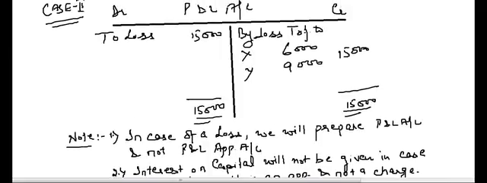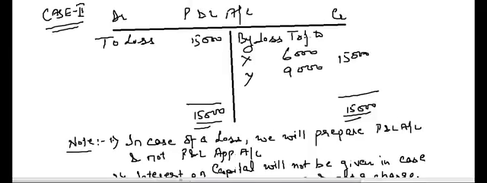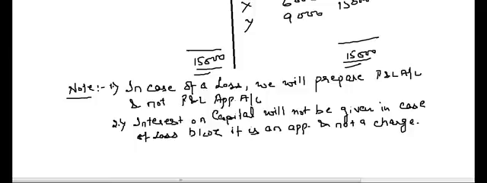We'll prepare the profit and loss account and not profit and loss appropriation account. Be careful with the formats. Okay. Notes: in case of a loss, we'll prepare profit and loss account and not the profit and loss appropriation account. Second, interest on capital will not be given in case of loss because it is an appropriation and not a charge. Clear? So let us see the third case now.